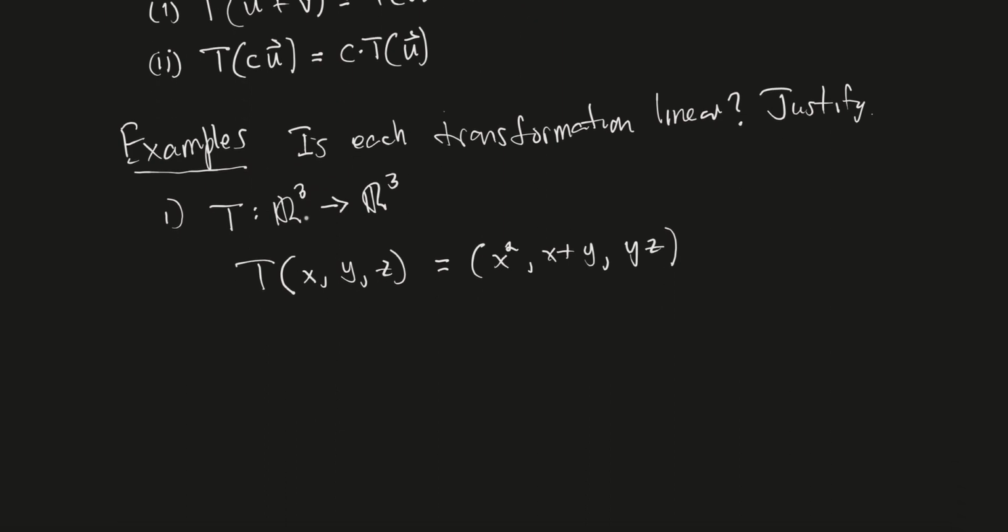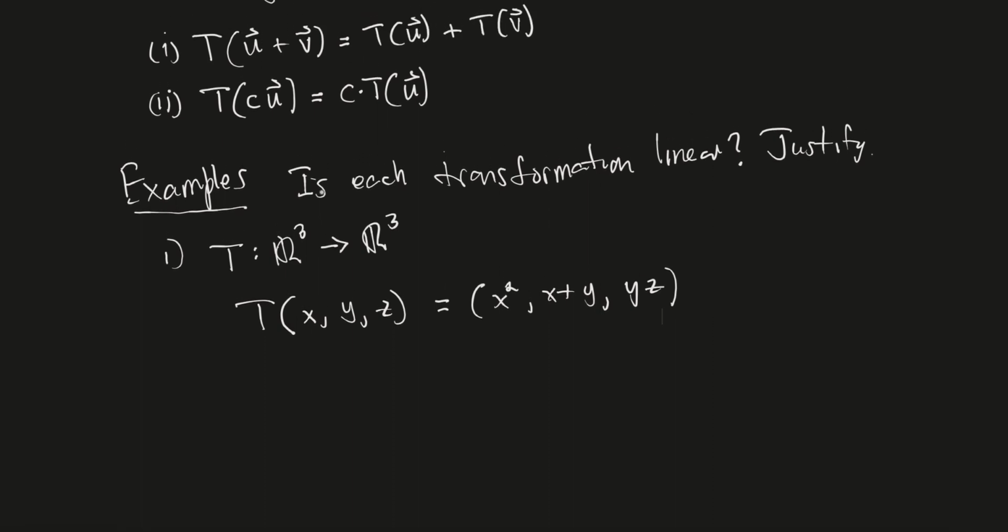So let's see if the first property is satisfied, right? Because this definition is for all vectors in our domain, in this case R3, we'd have to take two general vectors in R3 and perform this operation, and then perform these operations and see if we get the same result. If we get the same result for every pair of vectors in R3, then it would pass this test.